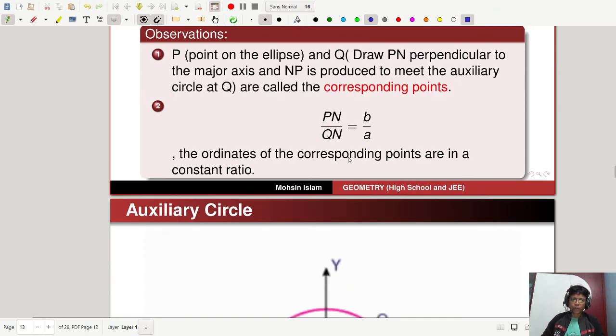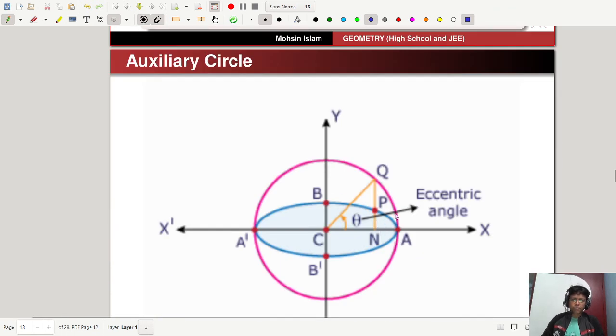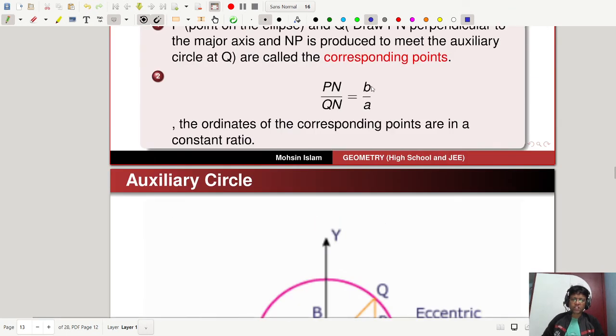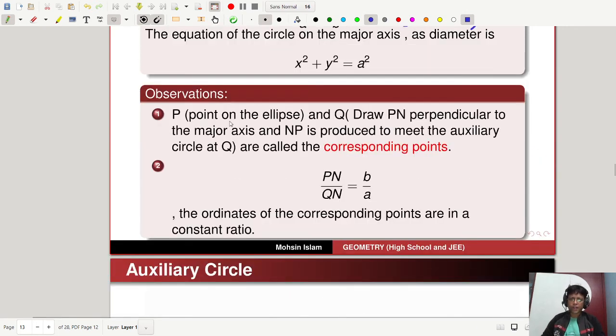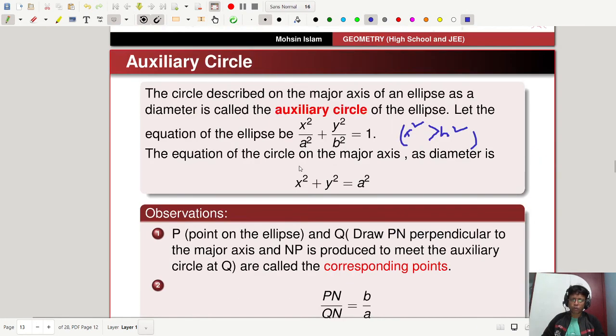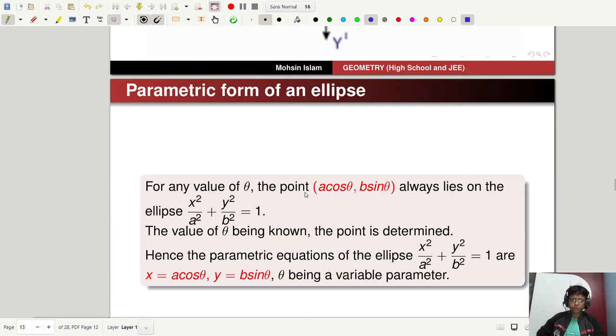And also you can observe the ratio PN by QN is equal to b by a, the semi-minor axis by the semi-major axis. The ordinates of the corresponding points are in a constant ratio. These are the important observations about the auxiliary circle. So the auxiliary circle is nothing but the circle drawn on the major axis as a diameter.